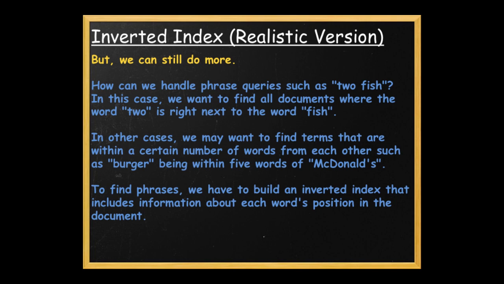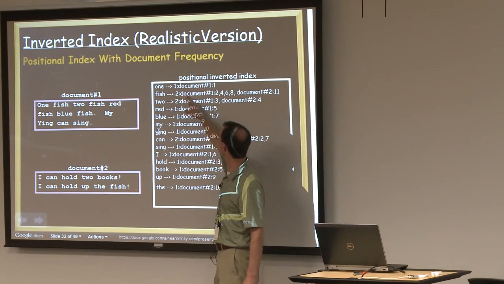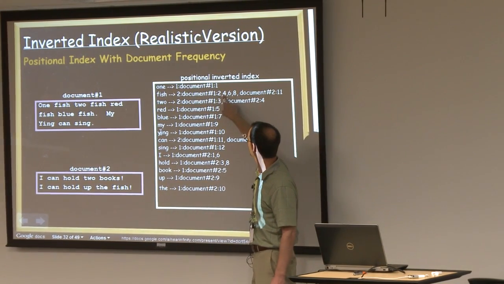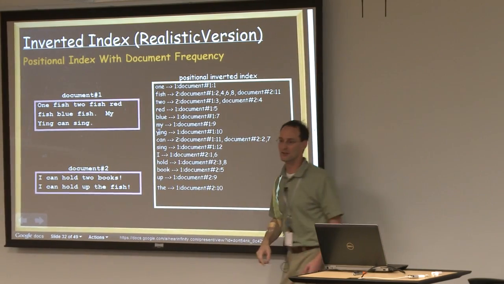And so to find phrases, we still use the same inverted index that we had, but now we include some information about each word's position in the document. So this is what it looks like now. You just keep adding numbers to this. So for fish, here's the frequency 2. Document 1, fish appears at its word number 2, word number 4, word number 6, word number 8. And then document 1, it appears at position 11.